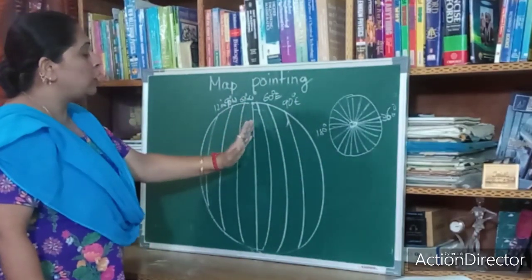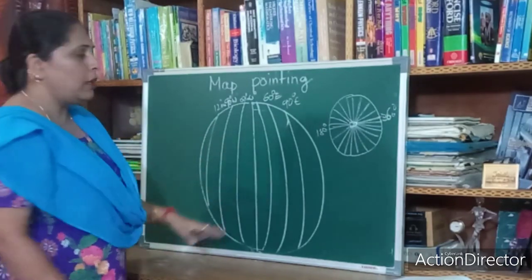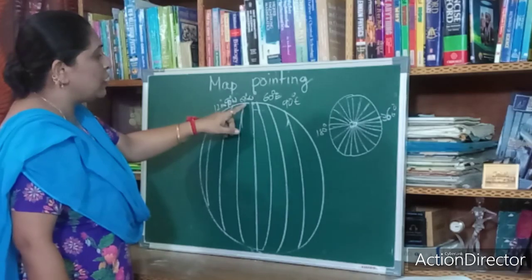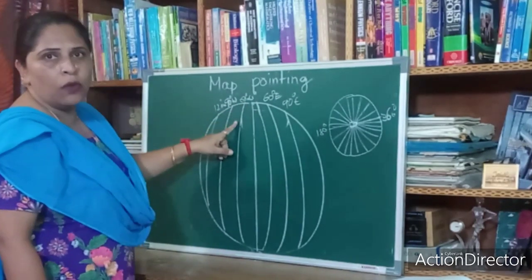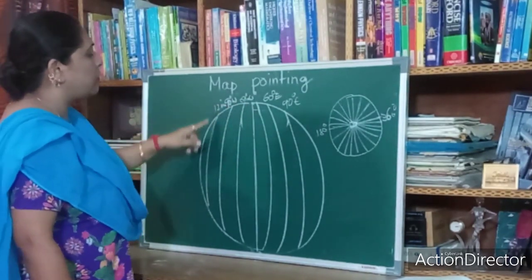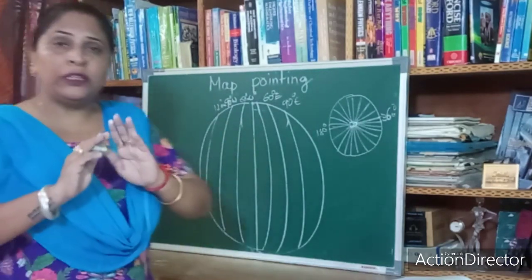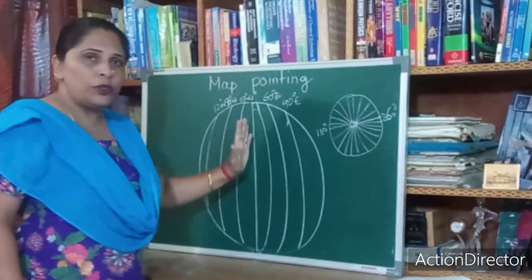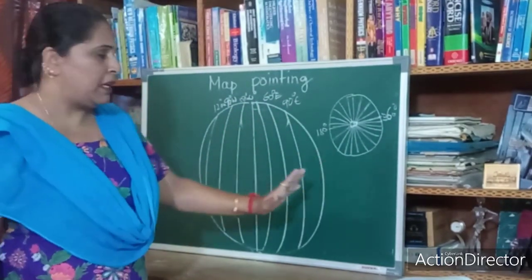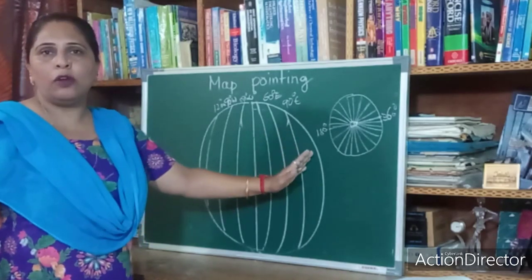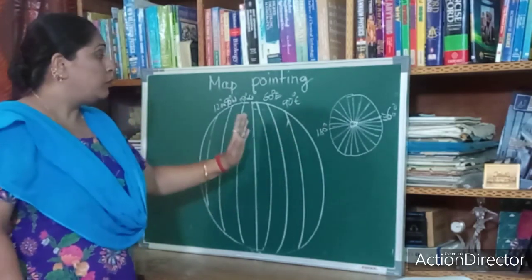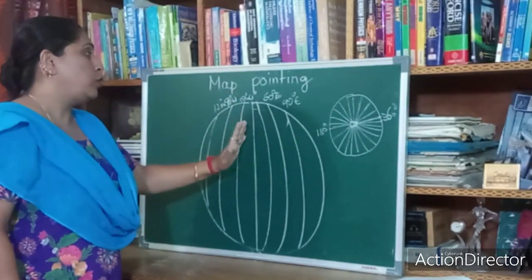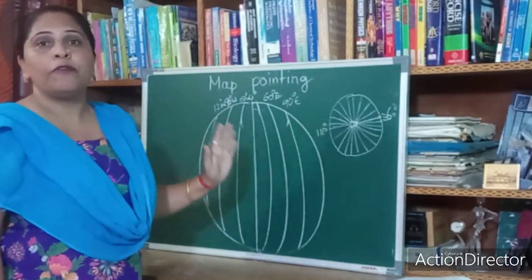Now the longitudes which are to the west of the prime meridian are known as the western longitudes. Just imagine this is 30 degrees or 60 degrees west longitude, this is 90 degrees west, this is 120 degrees, like this. 360 longitudes are there. The longitudes which are to the east of the prime meridian are called eastern longitudes. The longitudes which are to the west of the prime meridian are known as western longitudes.